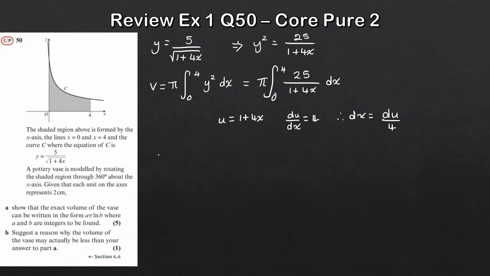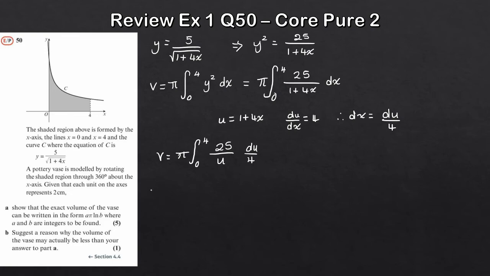Let's go back to our formula for the volume. V is equal to pi times the integral from 0 to 4 of 25 divided by u, because u is 1 plus 4x, and we know dx is du over 4. Now, this is technically 25 over 4u du. So what I can do, again using linearity, is pull out the 25 over 4. And we're going to get a nice result here. It's going to end up with 1 over u again.